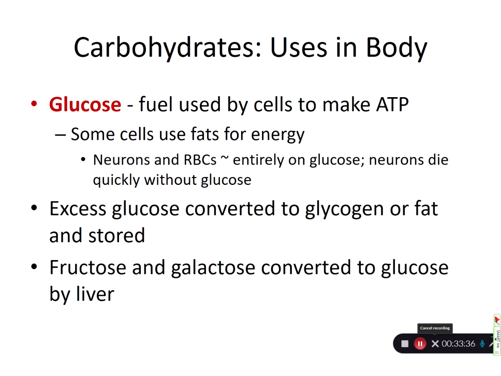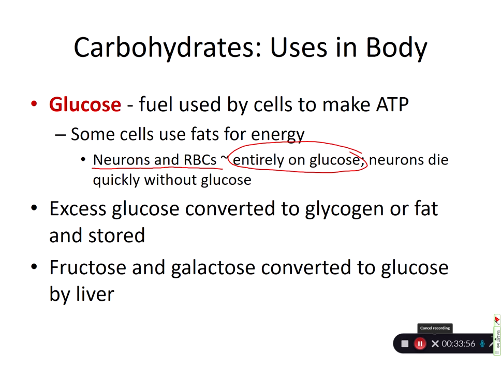But some cells can use fats for energy. But cells like neurons and red blood cells, they have to have glucose. They cannot use anything else. So neurons, if they don't have glucose, they will die very quickly. So you have to have sugar going to your neurons.